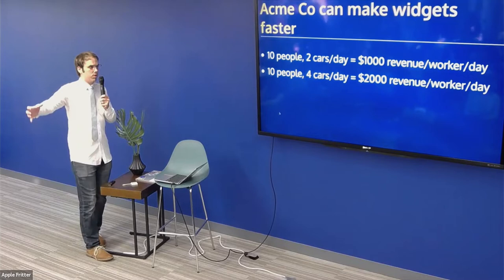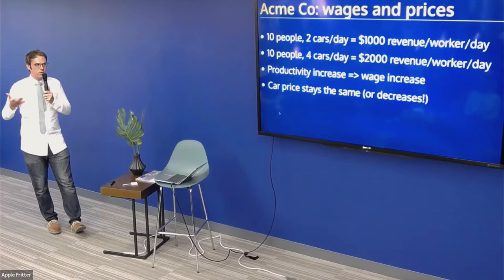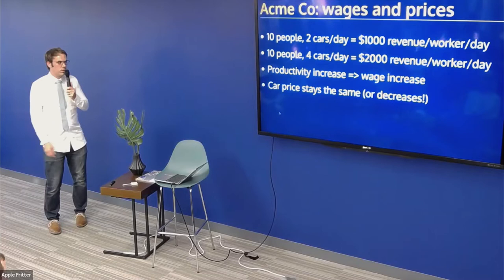If you can pay more and get more people to work for you, you can make more widgets and you can make more revenue. So what happens to wages and prices? The productivity increase leads to a wage increase. Not always, that's what the asterisk was there in the previous slide, but most of the time it leads to a wage increase. What happens to the car price? The car price stays the same, right? So we can keep the car price.